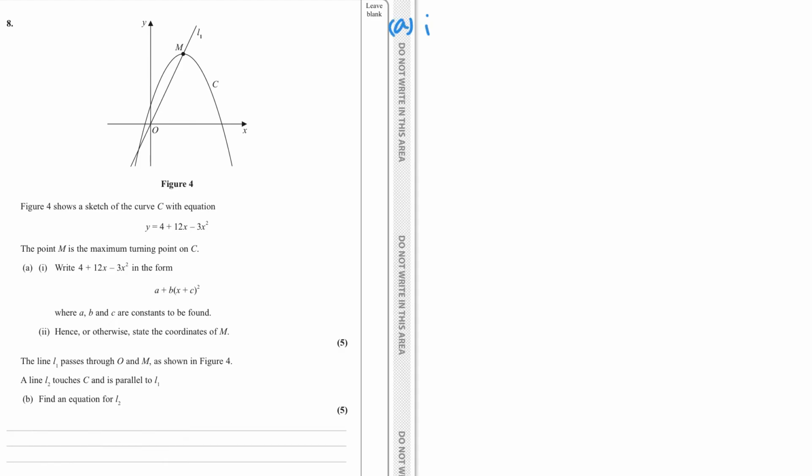So first, part A1 is essentially asking us to complete the square. It wants us to write 4 plus 12x minus 3x squared in that form. Now, as it stands, we've got a negative 3x squared, which does often make our life a little bit harder. What I prefer to do is factorize out the minus sign. So I'm going to leave the 4 over on the side, and I'm actually going to factorize out minus 3 out of the x squared and out of the 12x.